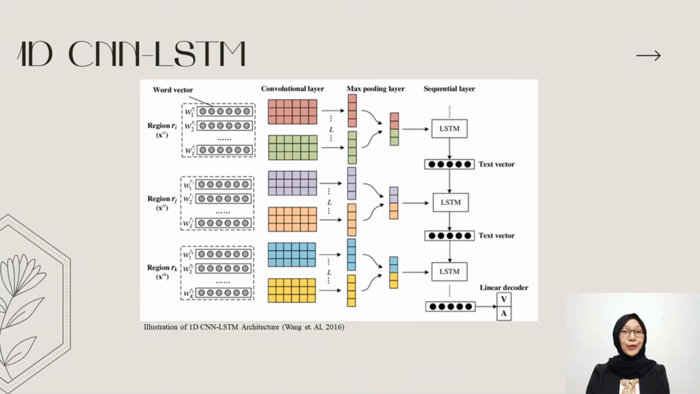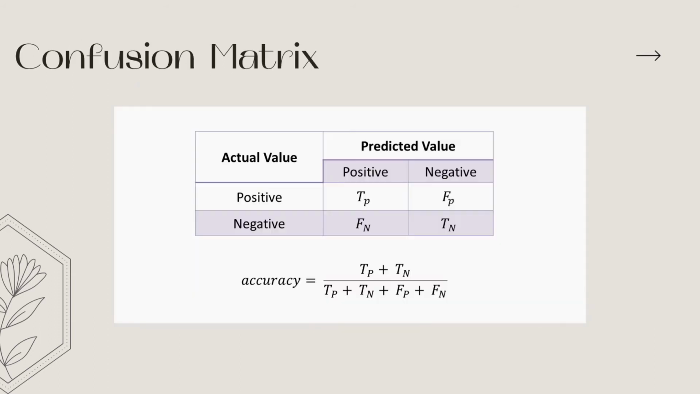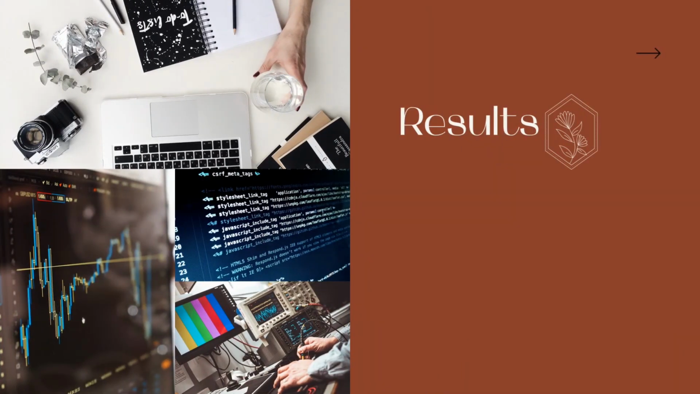And now, combination of CNN and LSTM. This is the example from Wang 2016. To measure the performance of the proposed method, the authors use confusion matrix. And the formula can be written as follows. And then, these are the results.